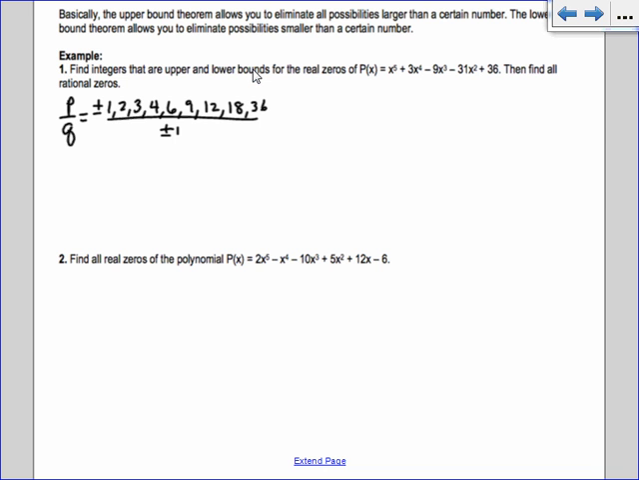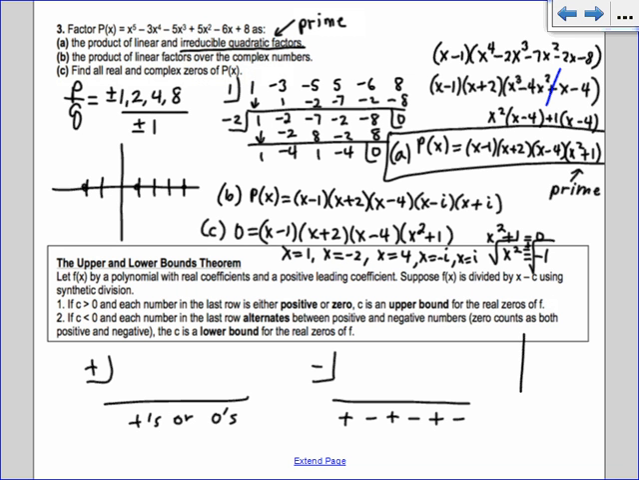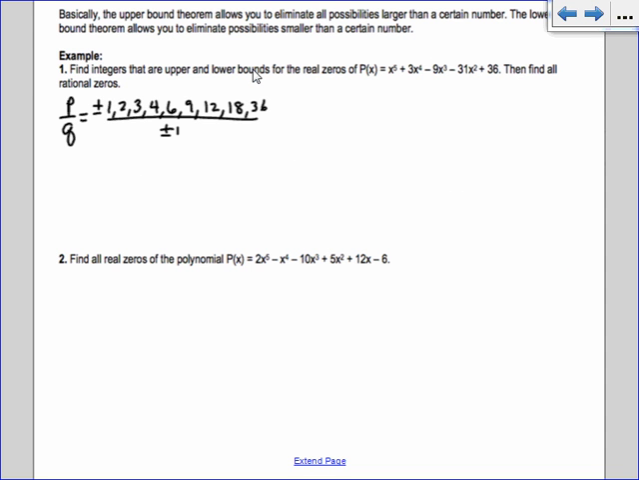So an upper bound and lower bound just means that all of your zeros are between those two values. Every place where it's crossing the x-axis happens between those two values. Does that make sense? So it helps you eliminate different possibilities.